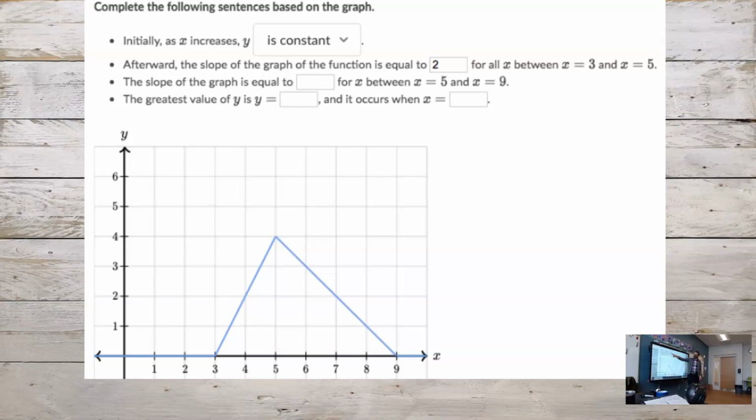But then, afterward, the slope of the graph of the function is equal to, rise over run, 2 looks correct. Then the slope of the graph, well, now we're going down here: -1. And then the greatest value of y, the highest y gets. What is the y? It's 4. And that occurs when x was 5. Very good, very good.